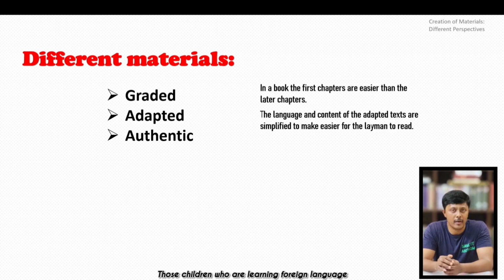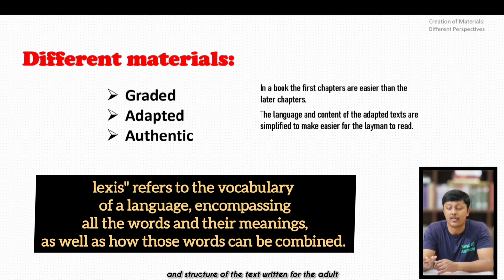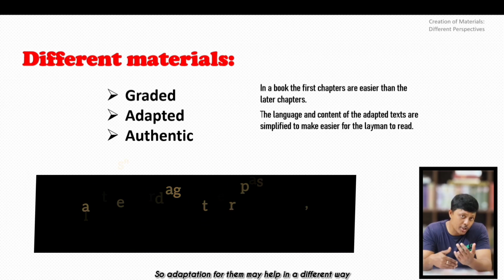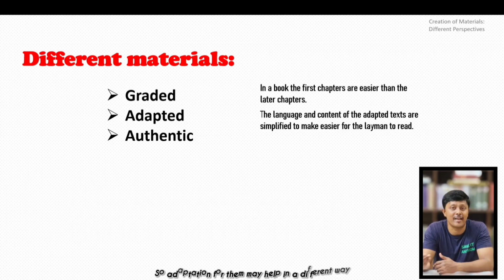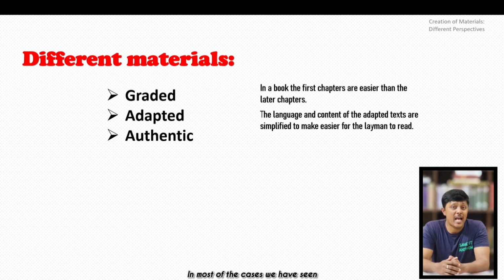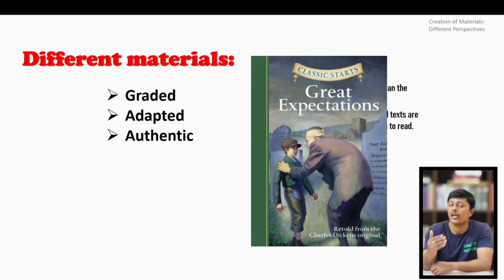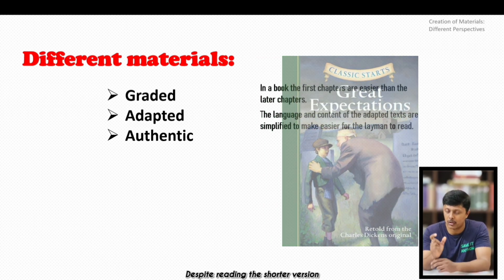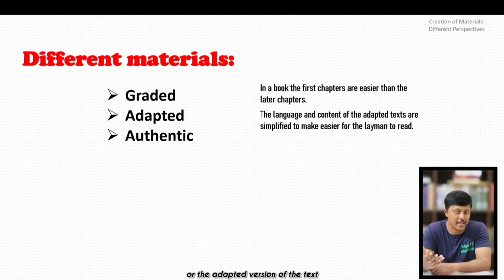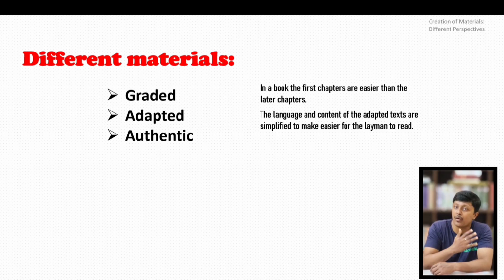Those children who are learning a foreign language, adapted texts are very helpful for them. Those students or learners may find difficulty in understanding the lexis and structure of a text written for adults. So adaptation may help them in a different way. It is simplified. In most cases, we have seen an audio version of the text on YouTube or the abridged or shortened version of the text. For example, if you are reading Great Expectations, when you read the abridged form, you can understand better. Despite reading the shorter version, that is the abridged or adapted version of the text, you may have the same kind of feeling which you may not have when you start reading the whole original text.